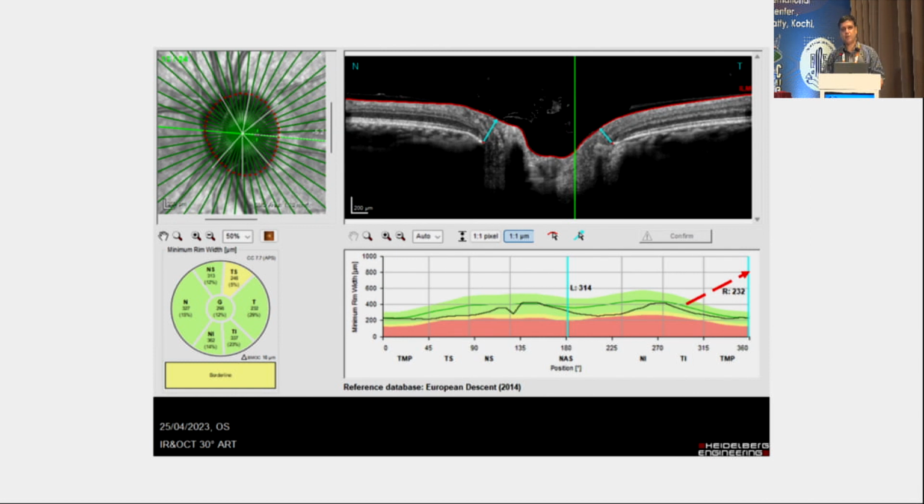Now, this is exactly what I want to highlight. So you have a person who has normal fields, normal optic disc imaging, abnormal RNFL, which is usually the default test, and abnormal GCL, but there's a normal MRW. So you have tests which are not exactly corroborating with each other.